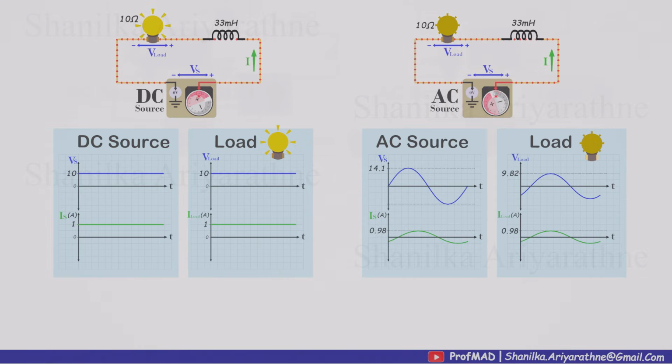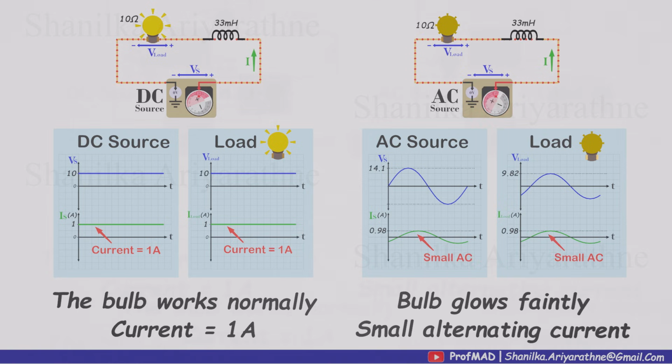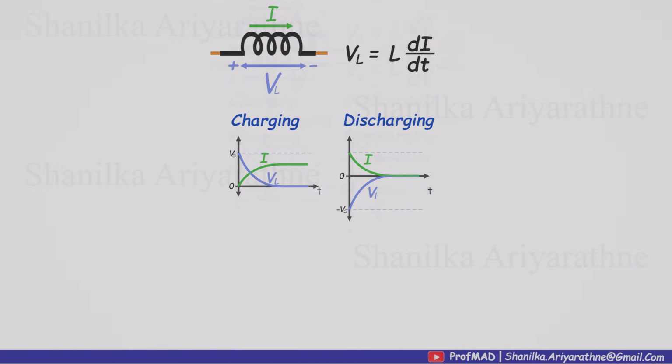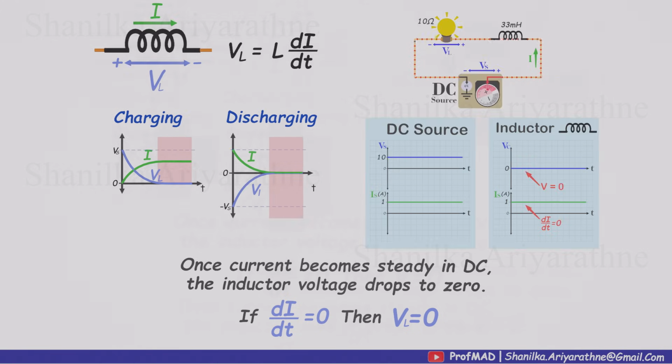In the DC circuit, the bulb looks almost the same as before. Current flows as if only the source and the load are connected. But in the AC circuit, the bulb glows faintly, and we observe a much smaller alternating current. So why does this happen? Remember how an inductor behaves. An inductor opposes changes in current, but if the current is steady, it offers no opposition and behaves just like a piece of wire. We can see this clearly from the voltage and current behavior.